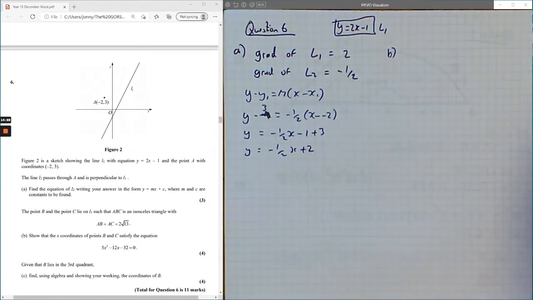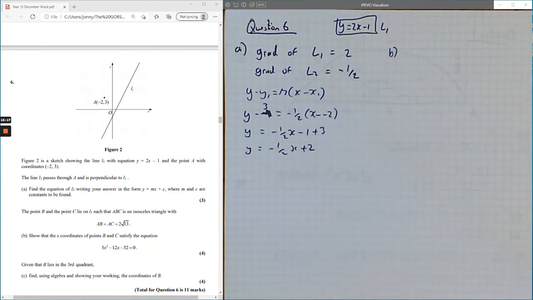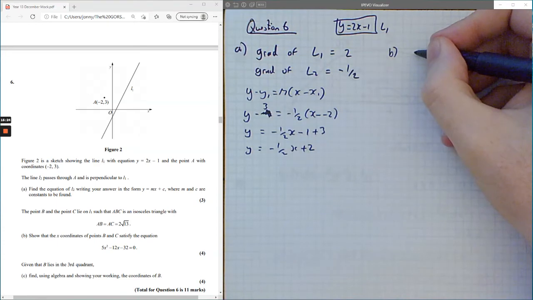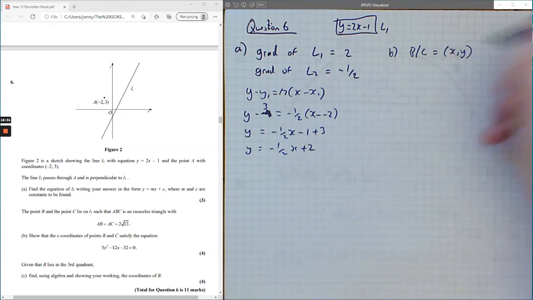Part B then gives us information about B and C. It says points B and C lie on L1 such that ABC is an isosceles triangle with AB equals AC equals 2 root 13. Show that the x-coordinates of points B and C satisfy that quadratic. Okay, so let's think of our points B and C as having the coordinates x and y. That's what we're looking to find.